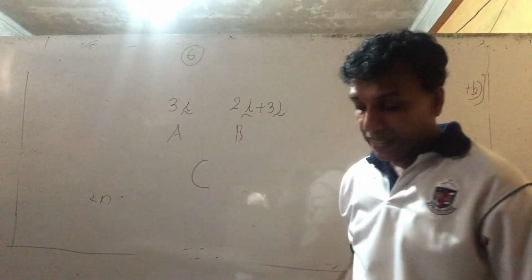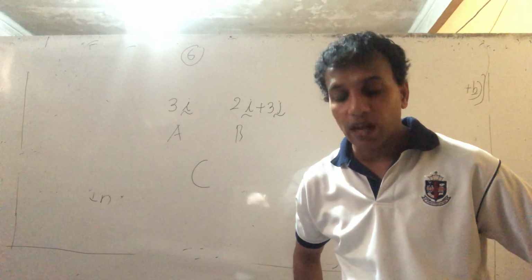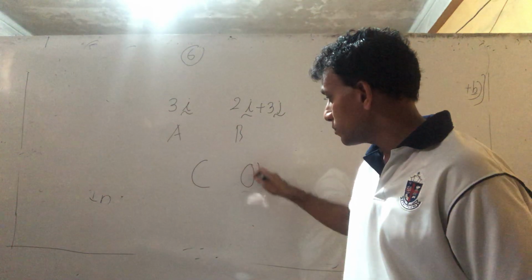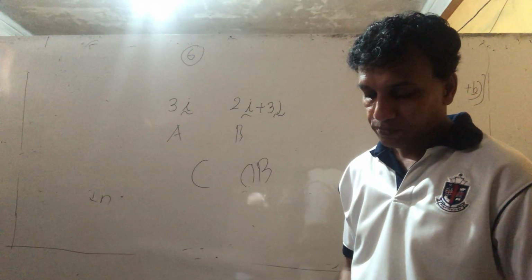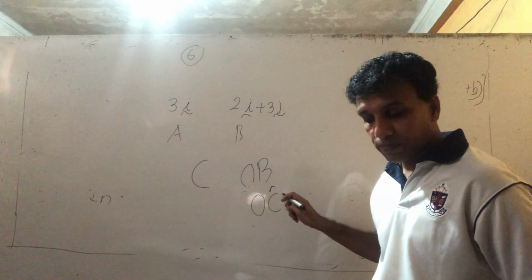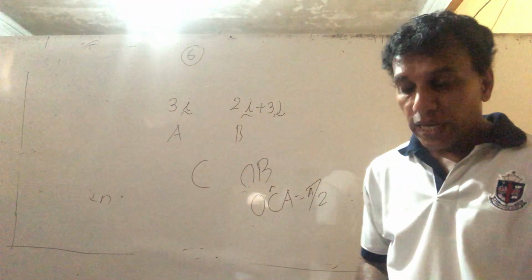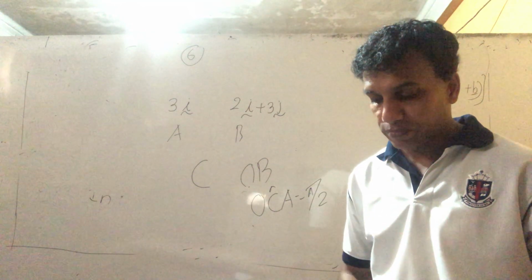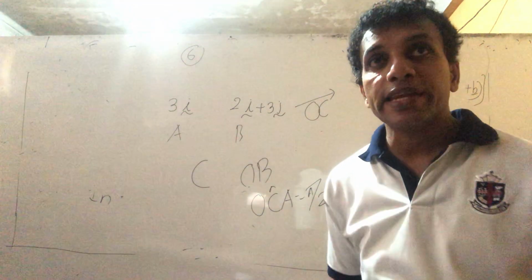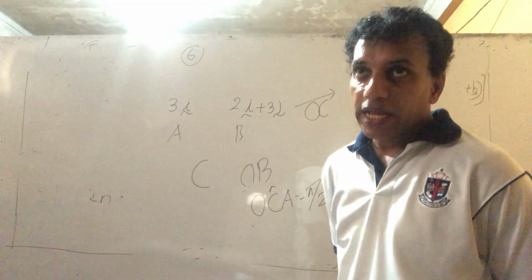Let C be the point on the straight line OB such that angle OCA is equal to pi by 2, or 90 degrees. Find vector OC in terms of i and j.